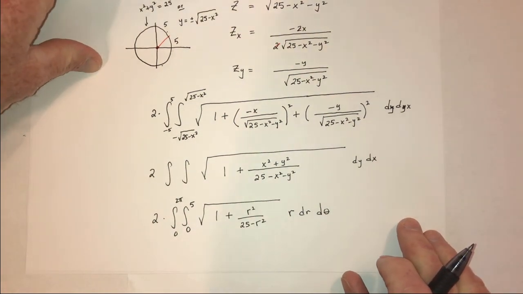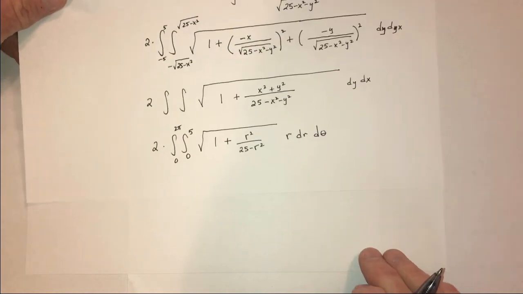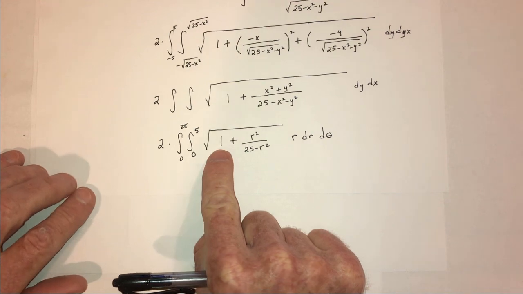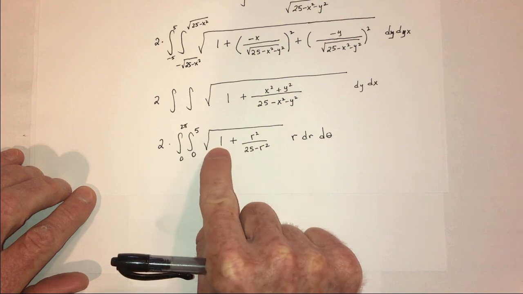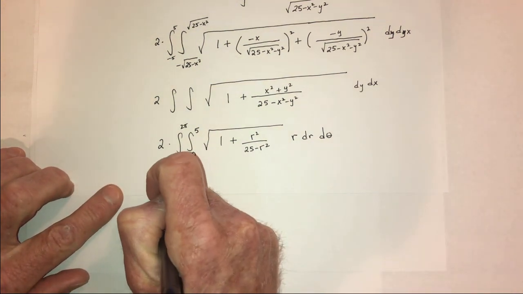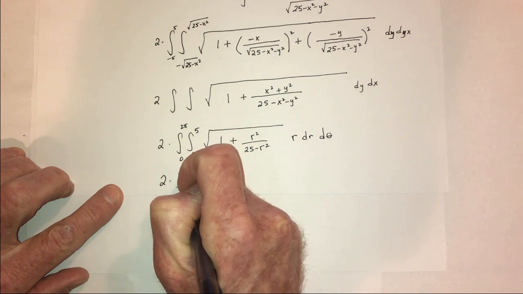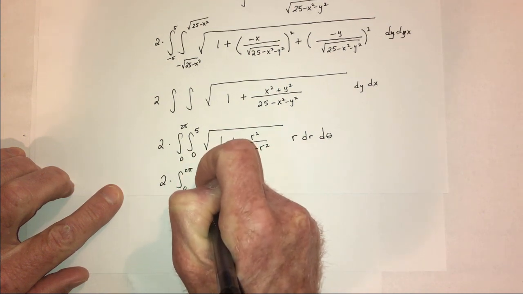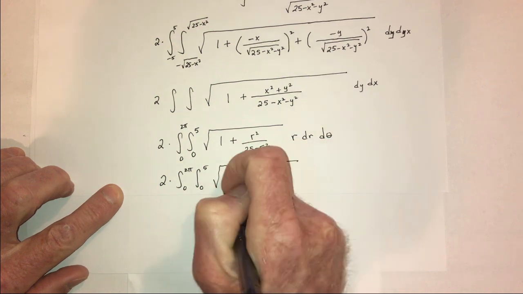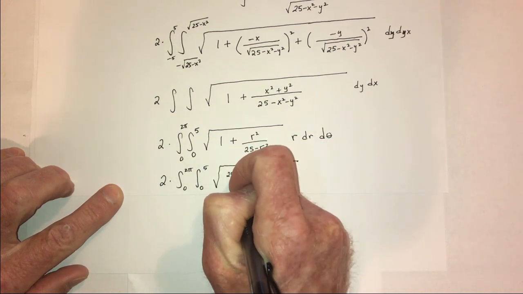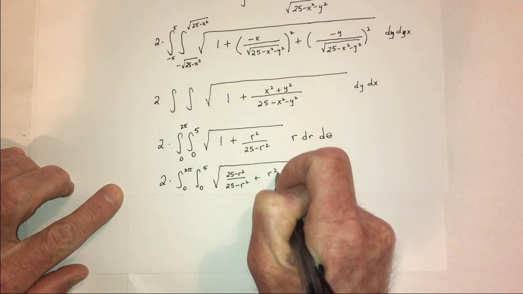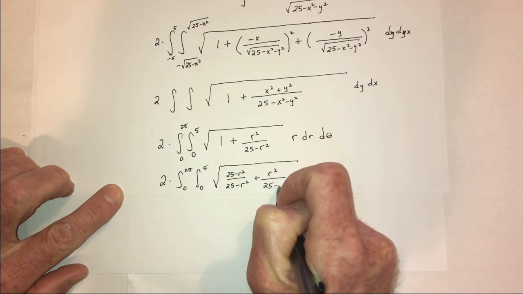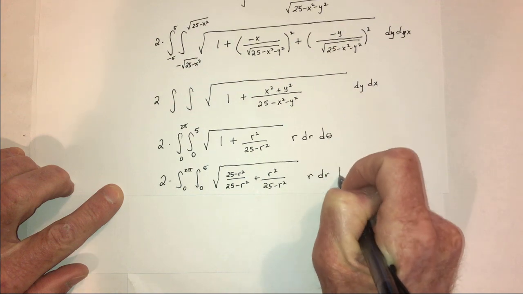All right. Then the next thing we should do is change this so that we can add these two fractions together. So change this to be 25 minus r squared over 25 minus r squared. So then it's going to be 2 times, change this one to be 25 minus r squared over 25 minus r squared plus r squared over 25 minus r squared, and then r dr d theta.